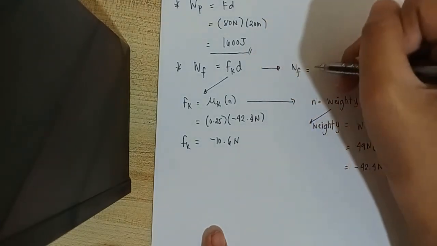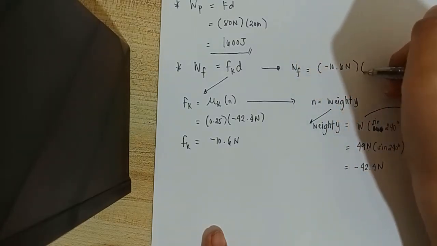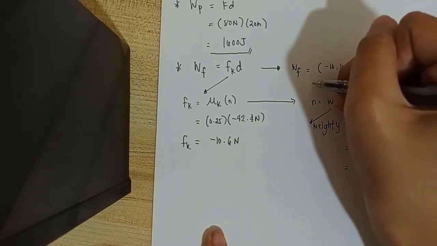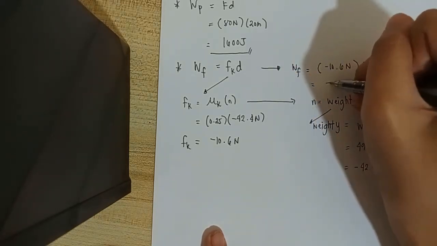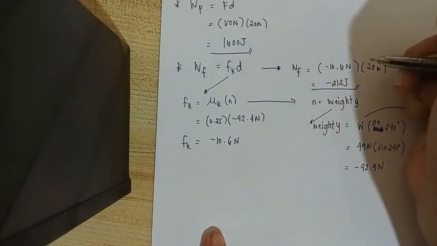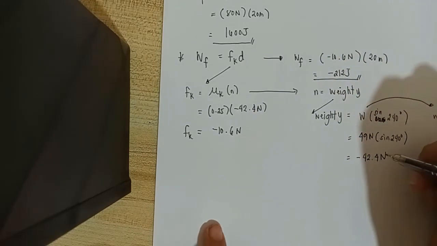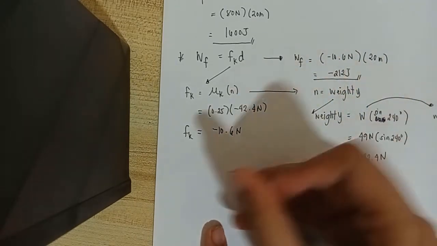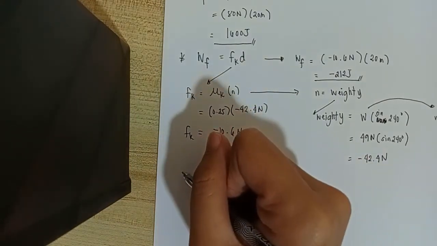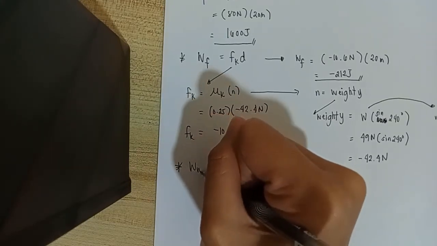So let us now solve for W sub F. That will be negative 10.6 Newton multiplied by a distance which is 20 meter. So our W sub F will be negative 212 Newton. So we already have 3. We're on the last one. Last one is W sub W.